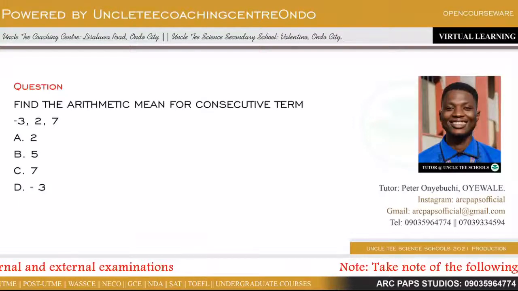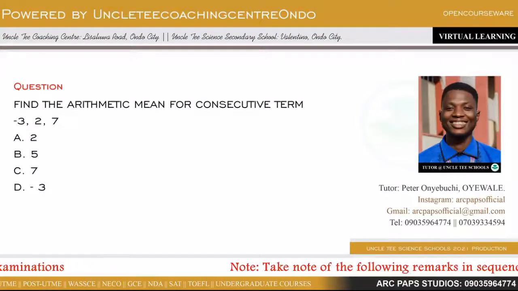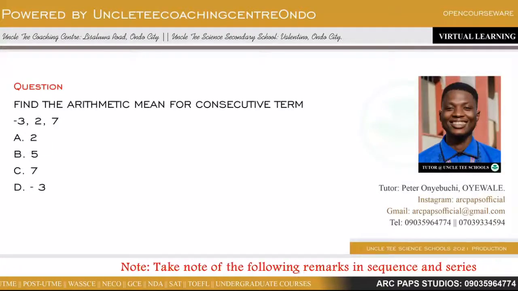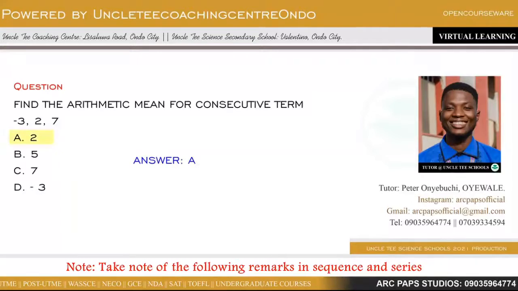Now in this one we have to find the arithmetic mean for the consecutive terms minus 3, 2, 7. So the answer will just be, that is minus 3 plus 7, which is 4, 4 divided by 2. So it means our answer is 2, option A.